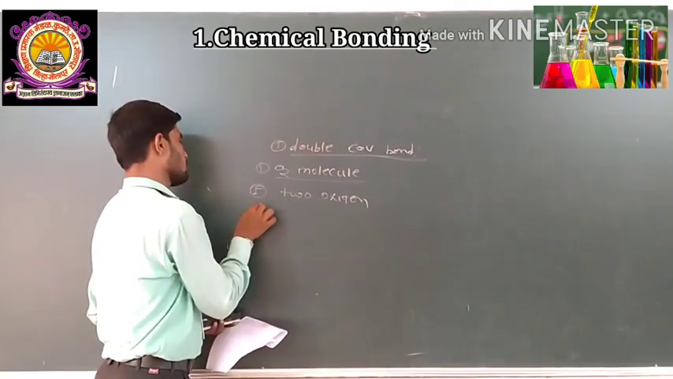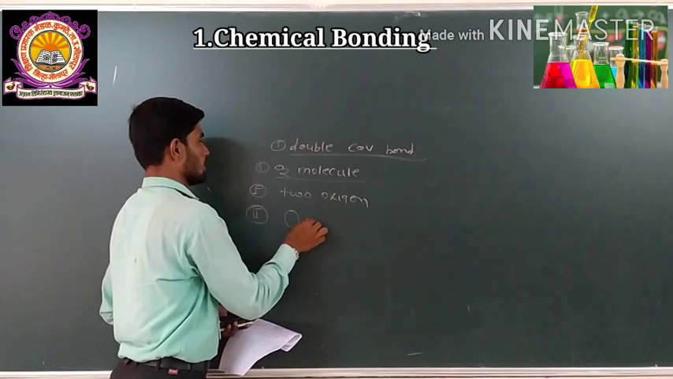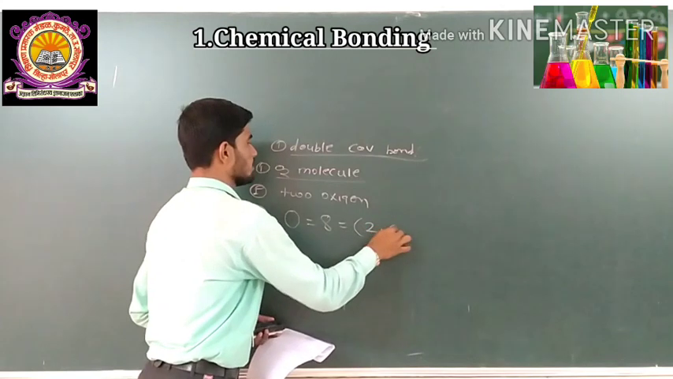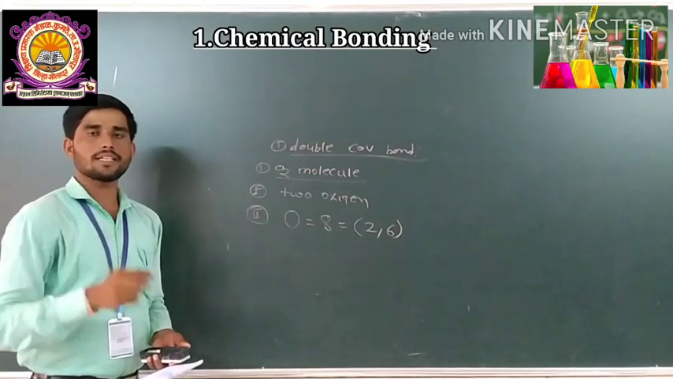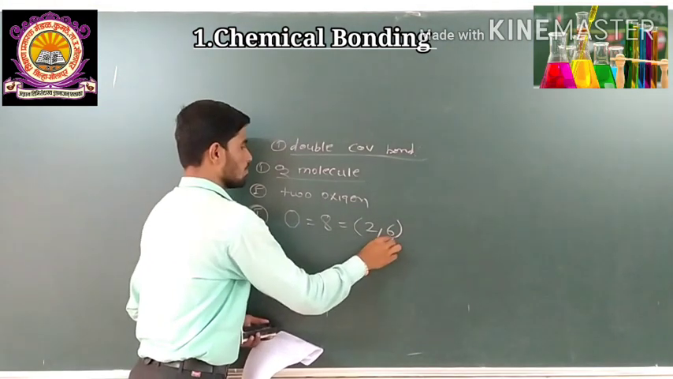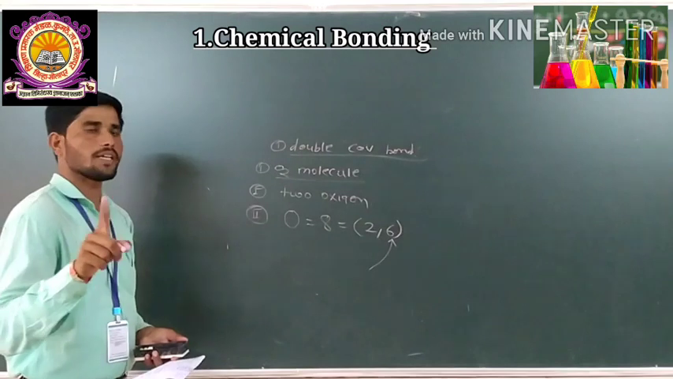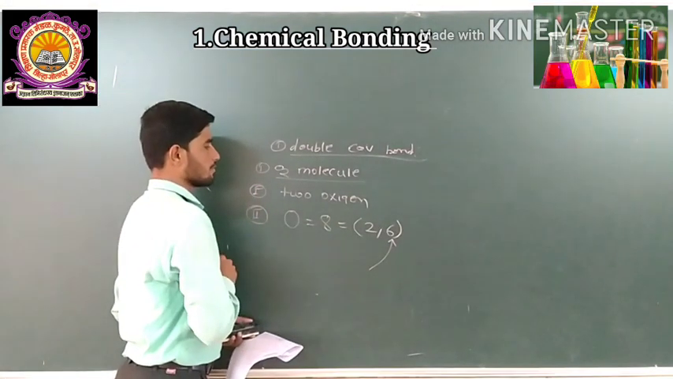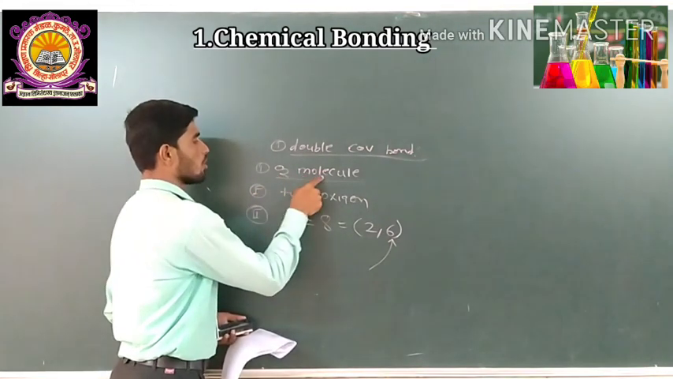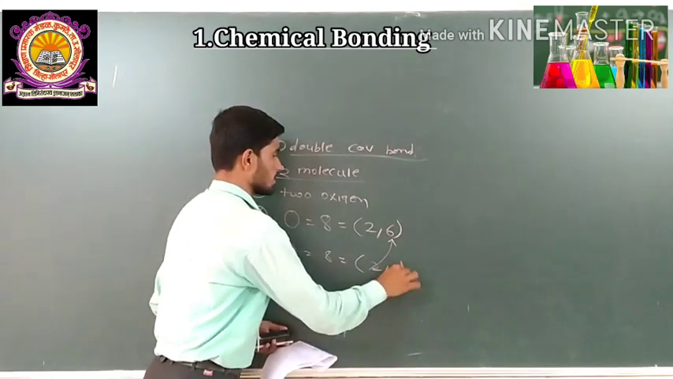Now we know that oxygen is represented by the symbol O, its atomic number is 8 and its electronic configuration is 2 and 6. It means that in the outermost orbit of the oxygen atom there are 6 electrons, so it requires another 2 electrons to complete its octet. But here it is a molecule with another oxygen atom, again atomic number 8, with electronic configuration 2 and 6.